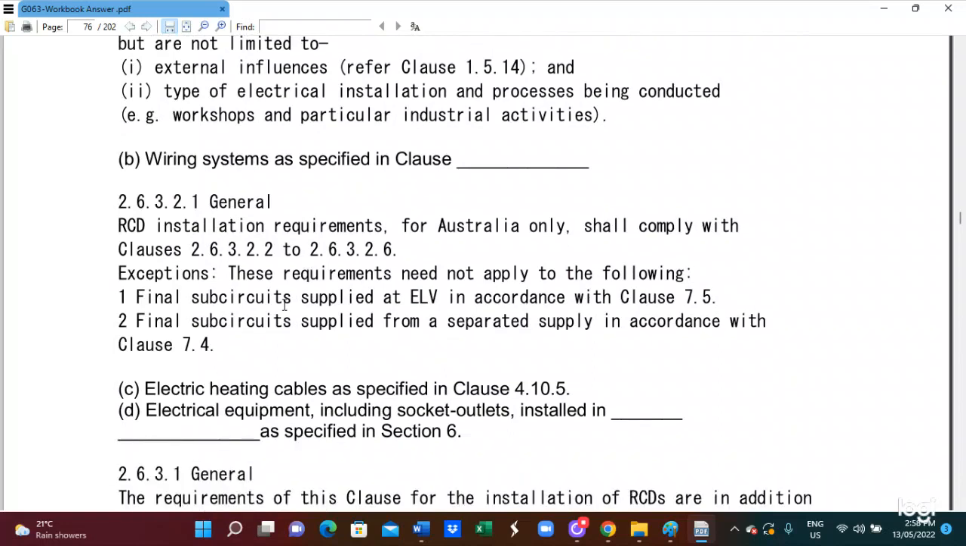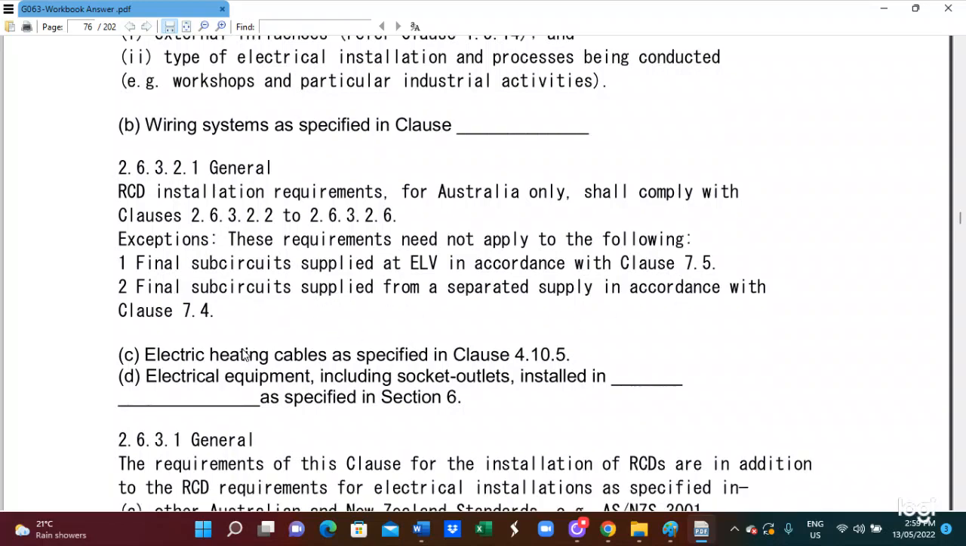In this case, clause 2.6.3.2.1 is the classification of the wiring system. It includes the final circuit. It supplies extra low voltage, in accordance with clause 7.5, or the final circuit supplied from a speaker supply, corresponding with clause 7.4.